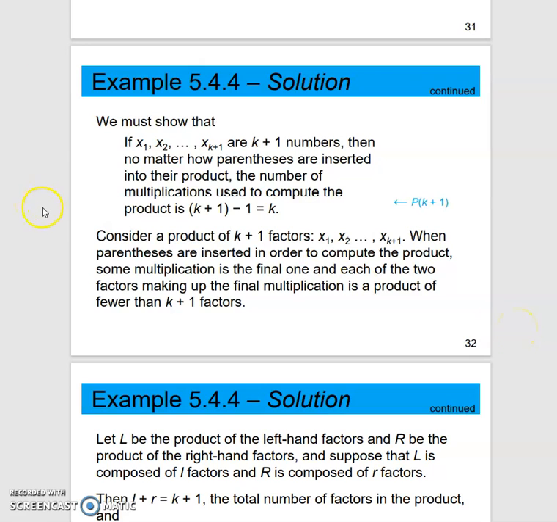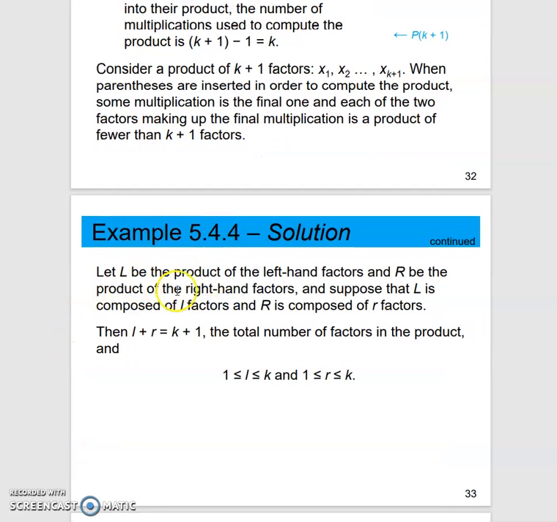All right. Now to help think through this a little more easily, I'm going to use L as the product of the left-hand factors and R as the product of the right-hand factors, just so I can write this a little bit more easily. So that means L has little l factors and R has little r factors. We've already assumed that. So if I take their sum equals k plus 1, then we've got 1 less than or equal to little l less than or equal to k, 1 less than or equal to r less than or equal to k.